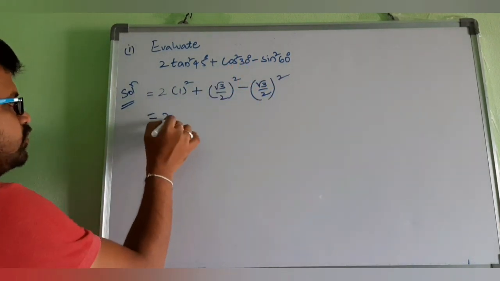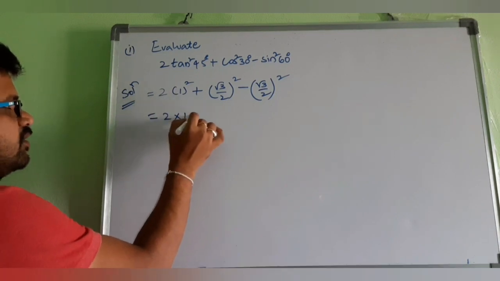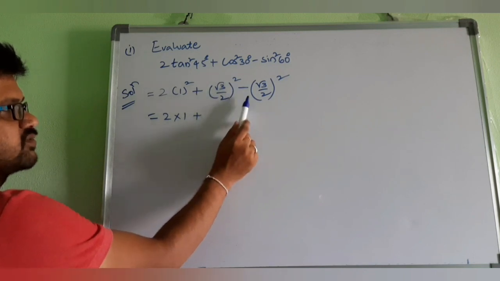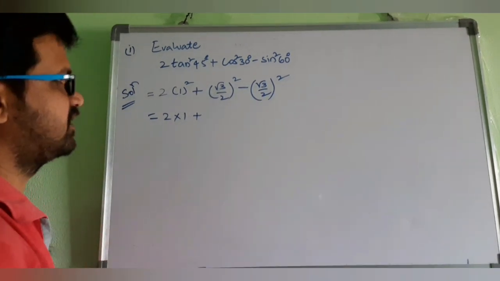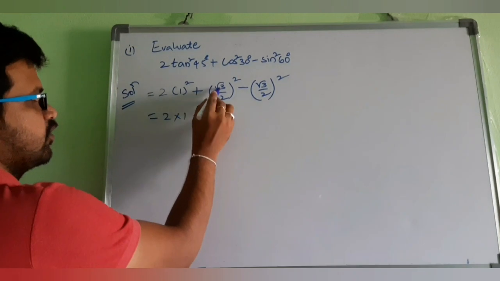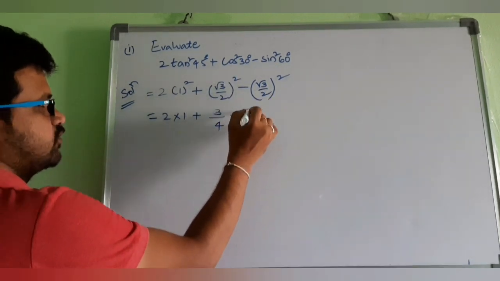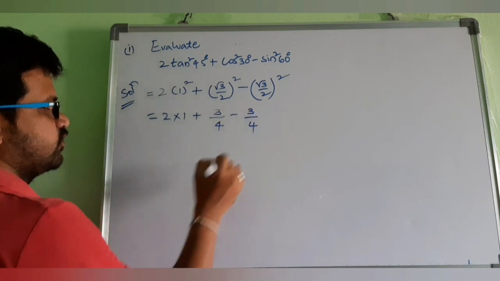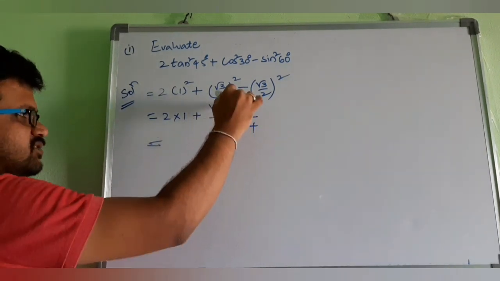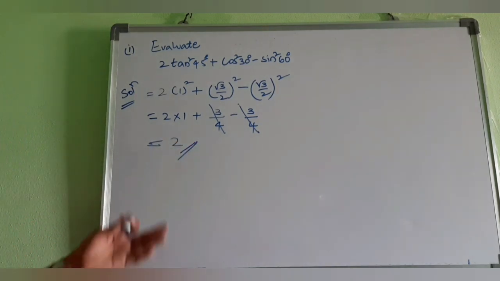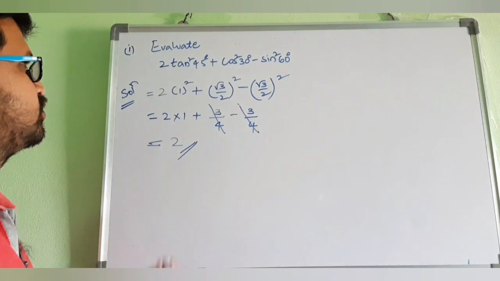Right. So 2 into 1 square is 1 plus root 3 by 2 whole square minus root 3 by 2 whole square, we can cancel, or you simplify one more step. Root 3 whole square is 3, 2 square is 4, minus root 3 whole square is 3 and 2 square is 4. So now we can cancel these, and 2 into 1 is 2. Answer is 2. Okay. So simple, they may ask for 1 mark. Note down this.